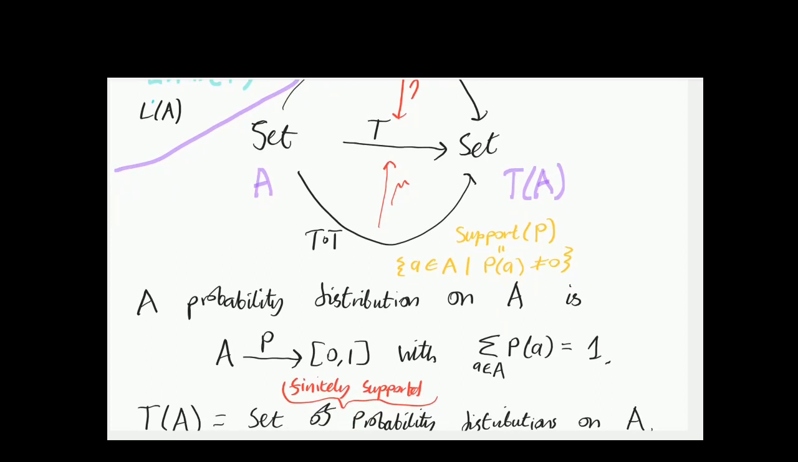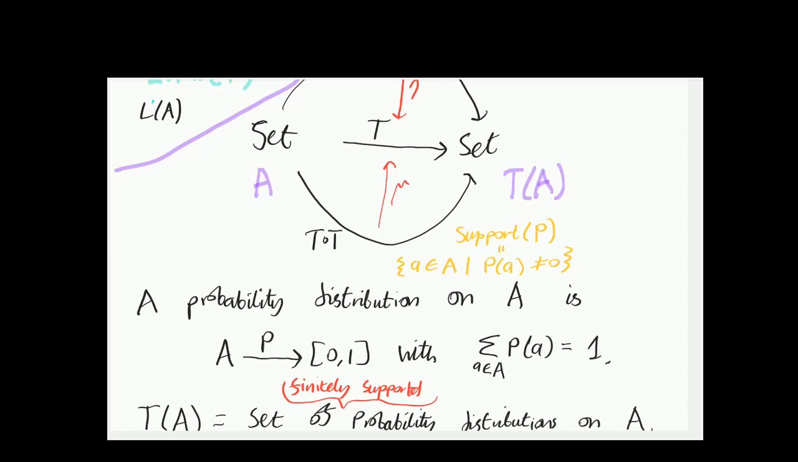So the idea here is that a probability distribution on a set A is a function from A to the unit interval that has the property that if we add up all the values of the function, we get 1. And we're interested in finitely supported probability distributions. So if we have a probability distribution P, then we define the support of P to be the set of elements of A which get sent to non-zero values by P. So if you like, it's the set of elements of A associated with positive probabilities. That's what we call the support of the probability distribution P.